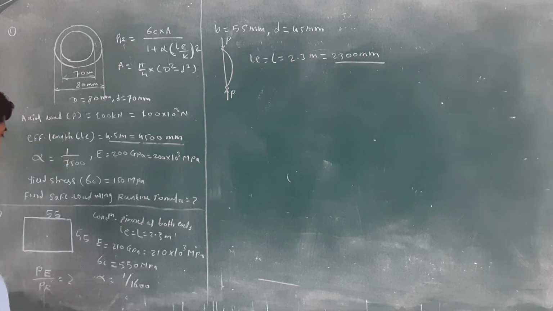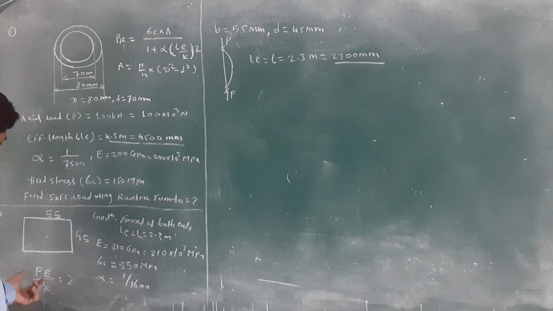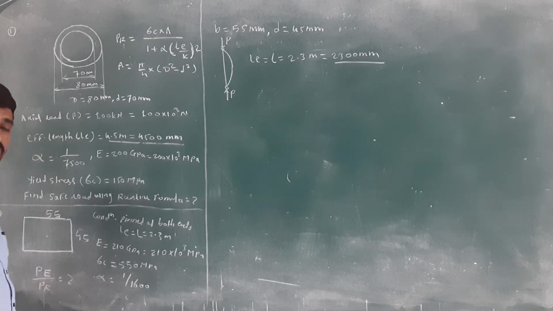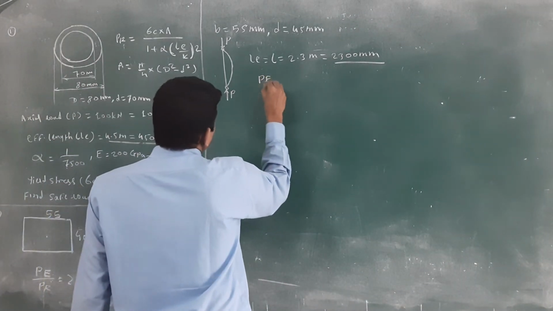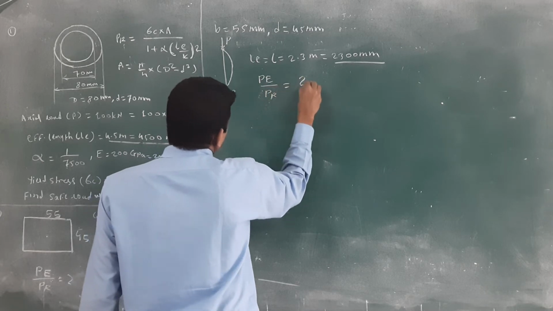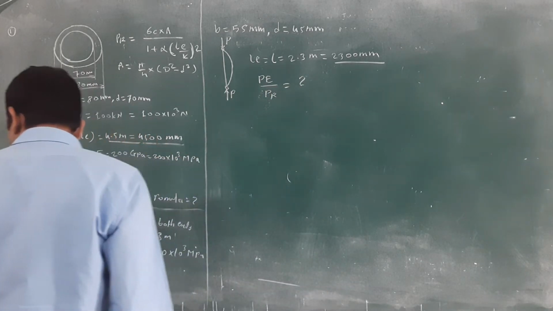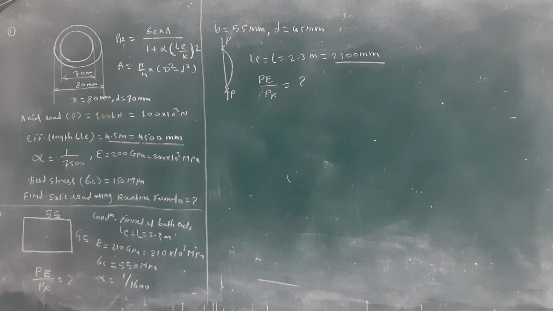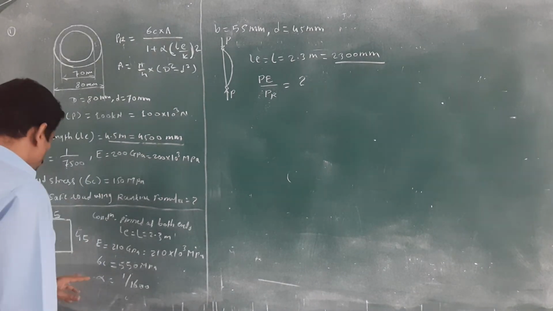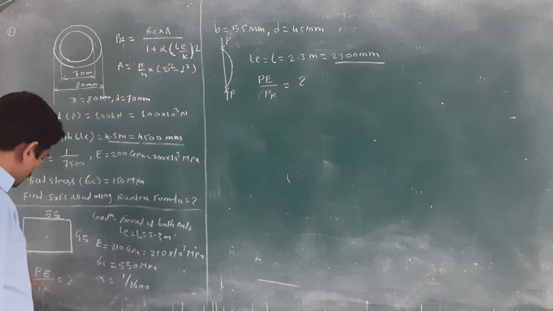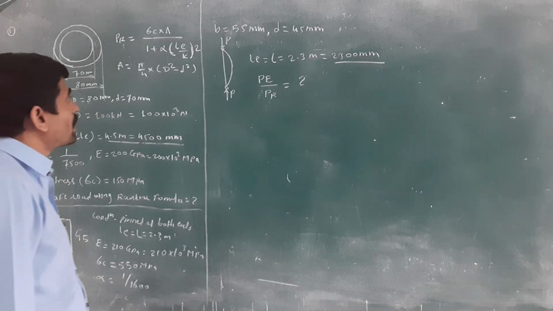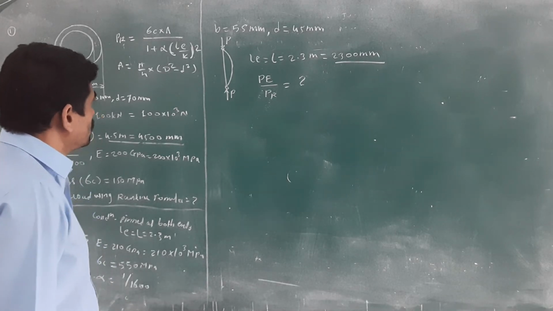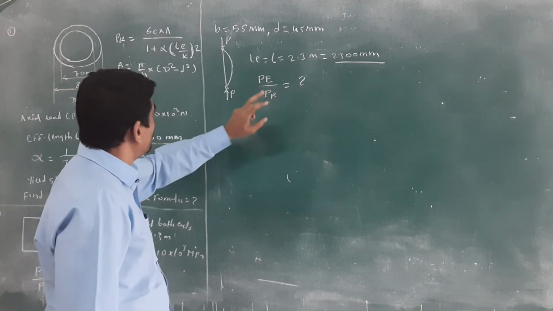Then what do we want to calculate? They have asked to compare the load by Euler's formula to the Rankine formula. That means you have to calculate the ratio PE divided by PR. All of you getting what we want to calculate? Compare the Euler's critical load to the Rankine load. Then how to calculate this? We want to calculate PE and PR.